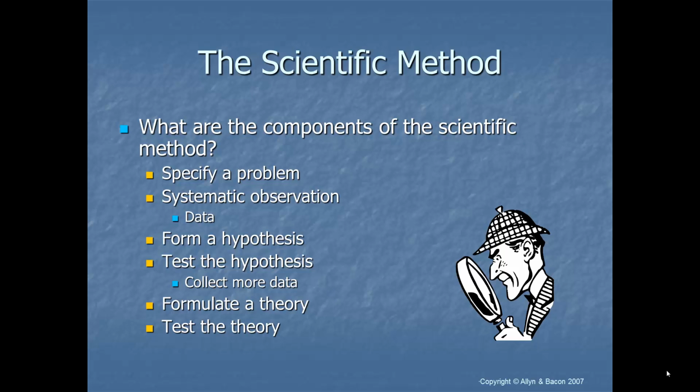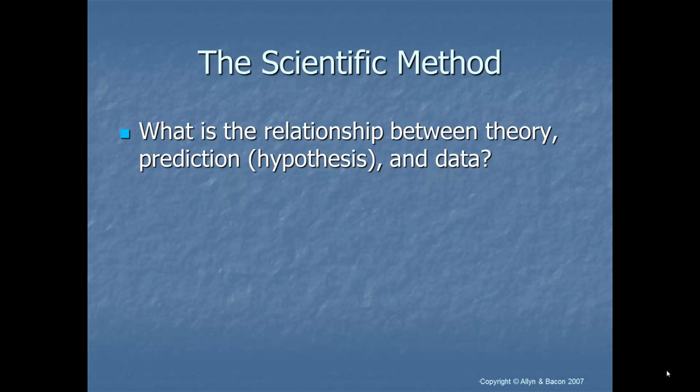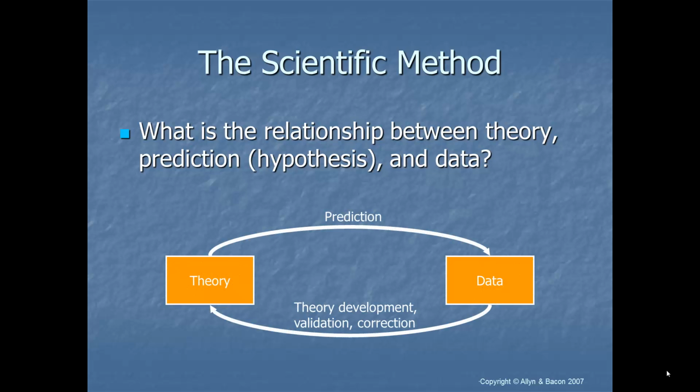And then again, this process of testing that hypothesis, collecting more data. After you collect the data, formulating a theory, again, about how objects in the world are related to each other, and then testing that theory, again with more data, and refining your theory. And so in the end, what we end up getting is an iterative process where data informs theory, theory makes predictions, data either supports or refutes the predictions, the theory is modified, and so on and so forth. This is how much of psychological research is conducted.